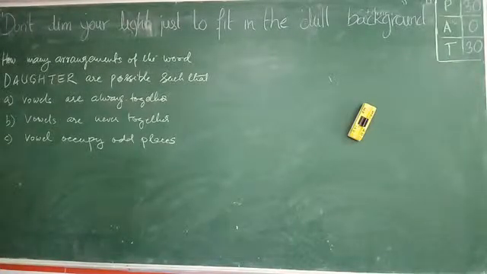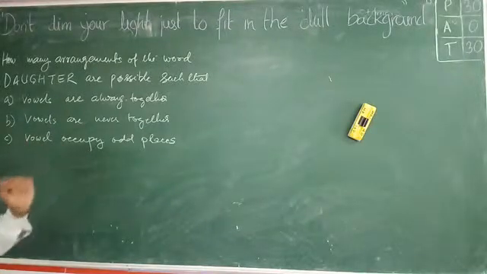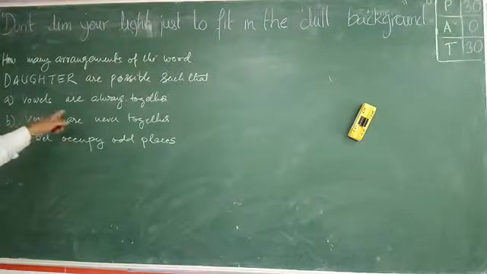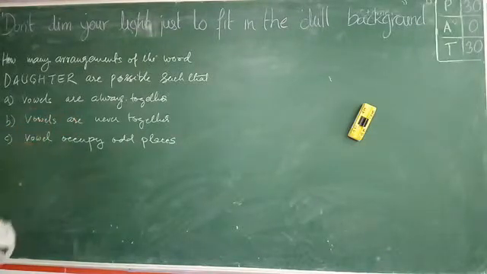This question was already done yesterday, right? But because we could not come to this part, we are redoing it. So the question is how many arrangements of the letters of the word DAUGHTER are possible with the given condition. The first condition is that the vowels are together.